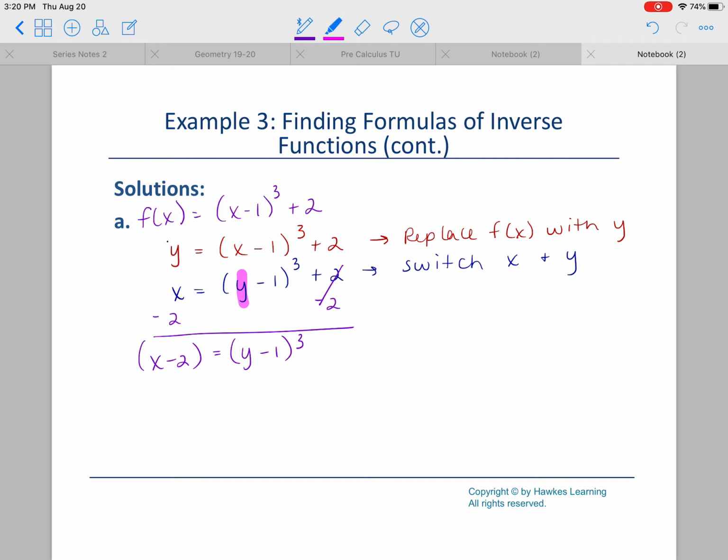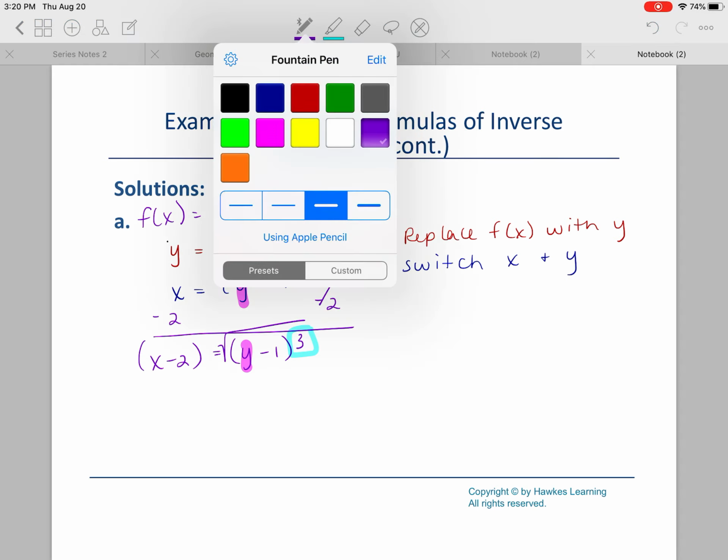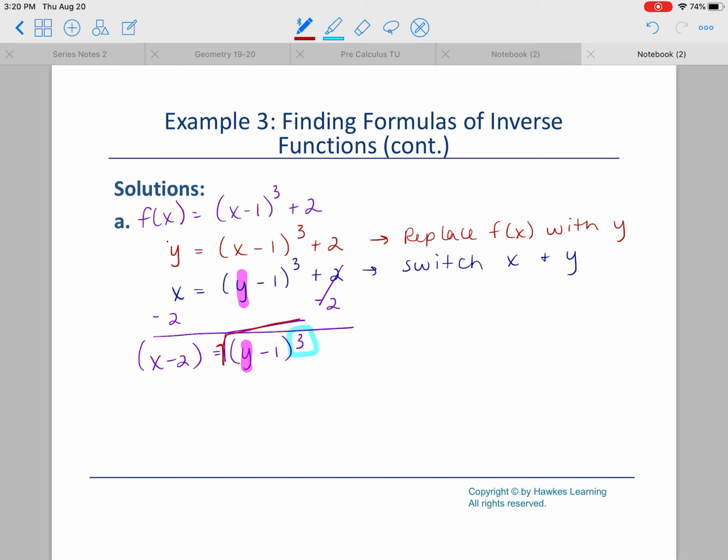Now I still have to get the y by itself. It still is not by itself. I cannot just add the 1 over because it is bound by this to the third power. So how do I get rid of to the third power? Okay, the inverse, or the opposite, of raising something to the third power is taking the third root of it, or the cube root of it. So I'm going to take the cube root of this side, and the cube root of this side, and if I do it to one side, I have to do it to the other side.